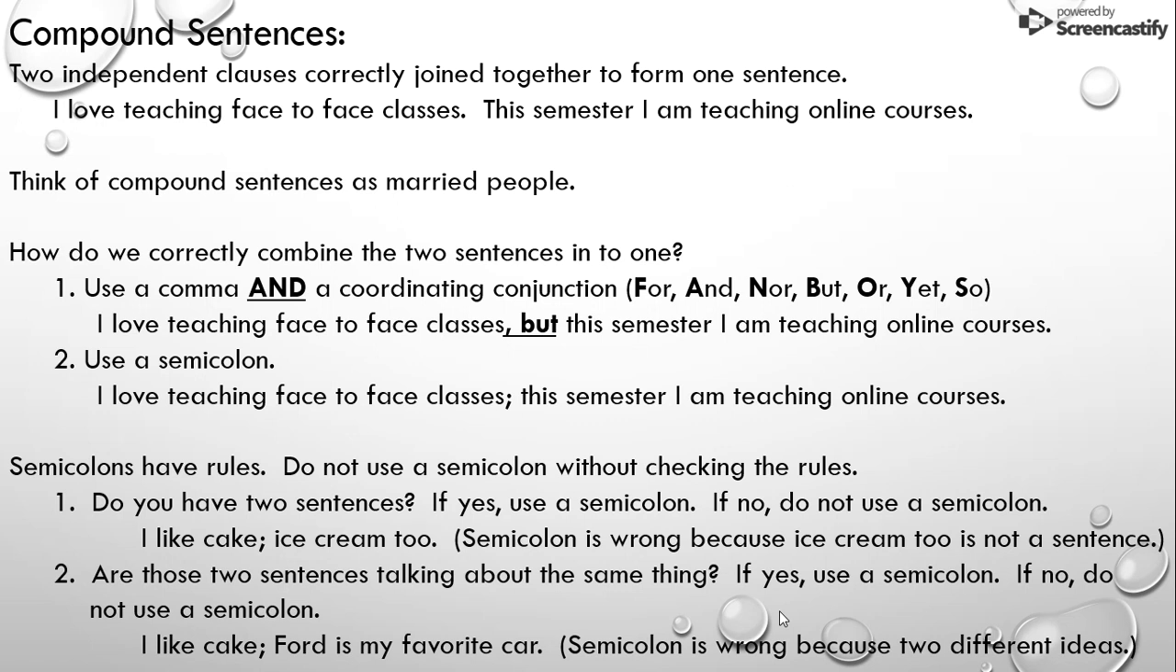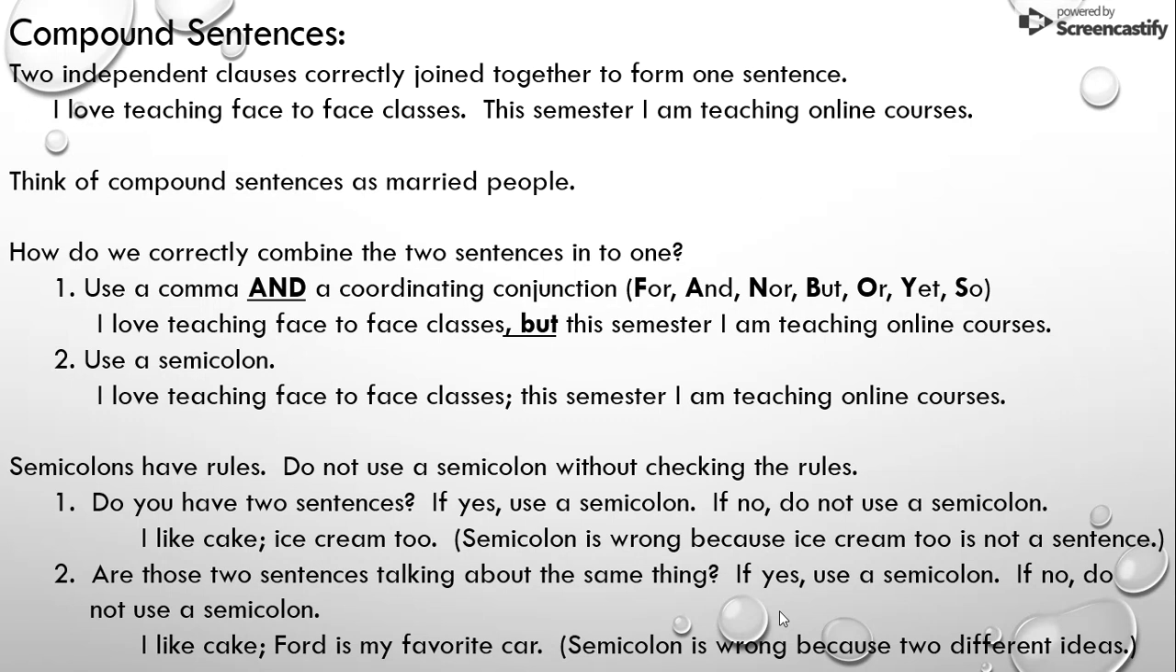If you determine that I do have two sentences, you have to proceed to rule number two. Rule number two says, ask yourself, are those two sentences talking about the same thing? If the answer to this question is yes, it's okay to use a semicolon. If the answer to this question is no, you cannot use a semicolon. So you see in our example here below, we cannot use a semicolon. Cake and Ford cars are two drastically different things. They have very little, if anything, in common. And because of that, we cannot join these two things together.